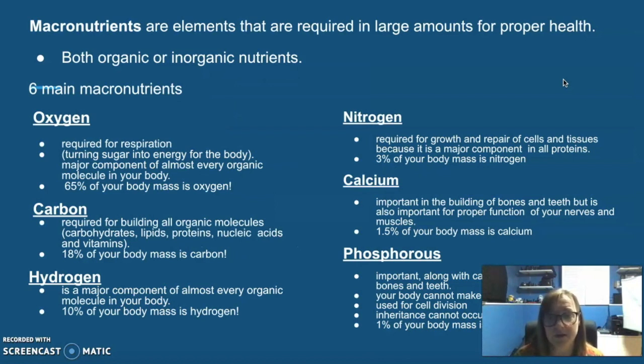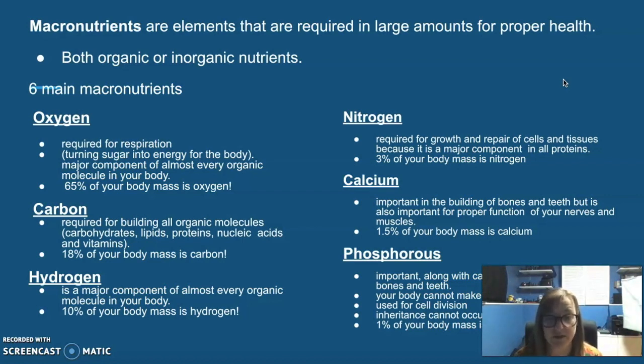So with macronutrients, we tend to say macronutrients are our fats, our lipids, and fats and lipids are the same. Our fats or lipids, our carbohydrates, and our proteins. But there's also 6 main macronutrients, which are kind of more of our inorganics. So oxygen, carbon, hydrogen, nitrogen, calcium, and phosphorus. So we also need these in larger amounts than anything else.